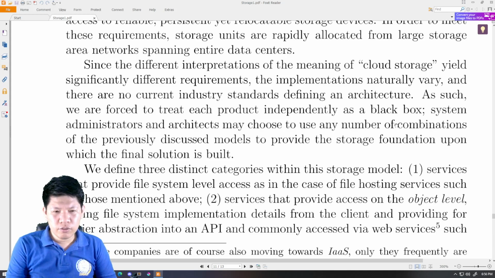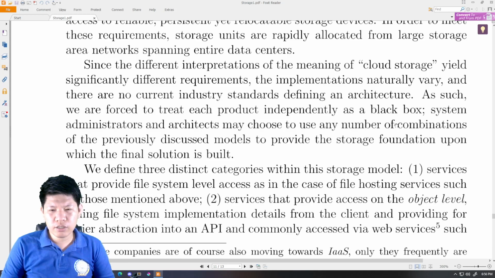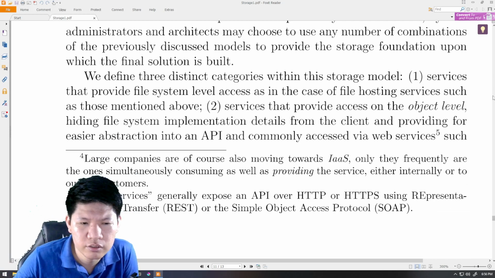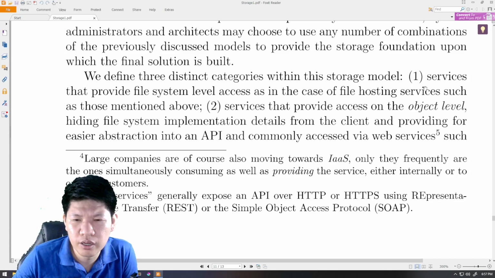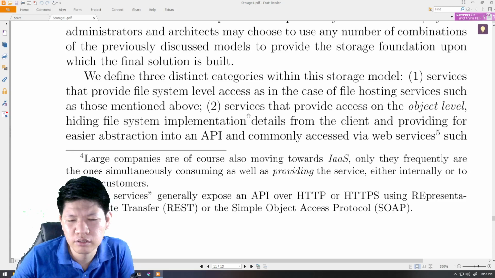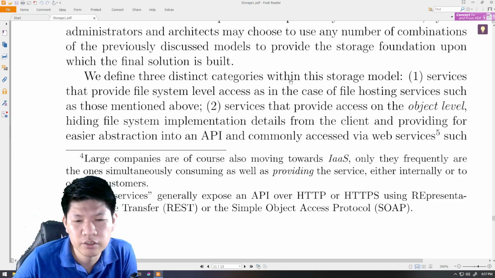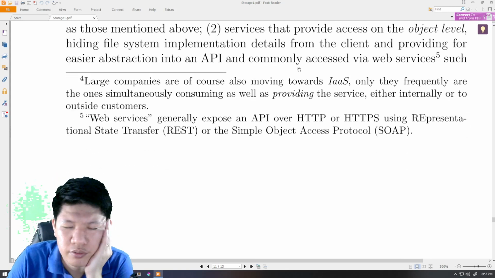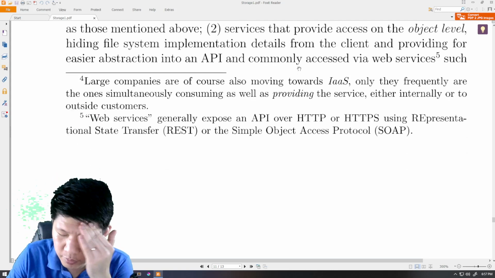So a while ago we determined the three distinct categories within our storage model. Number one of that is service. Number two we have is service provider. It's a big problem.